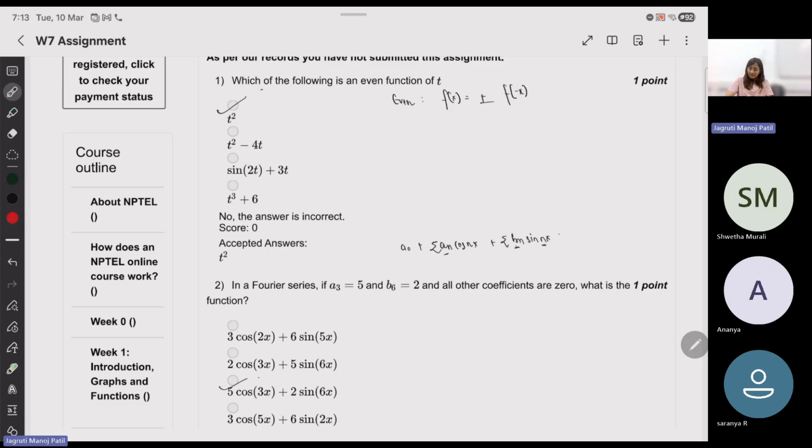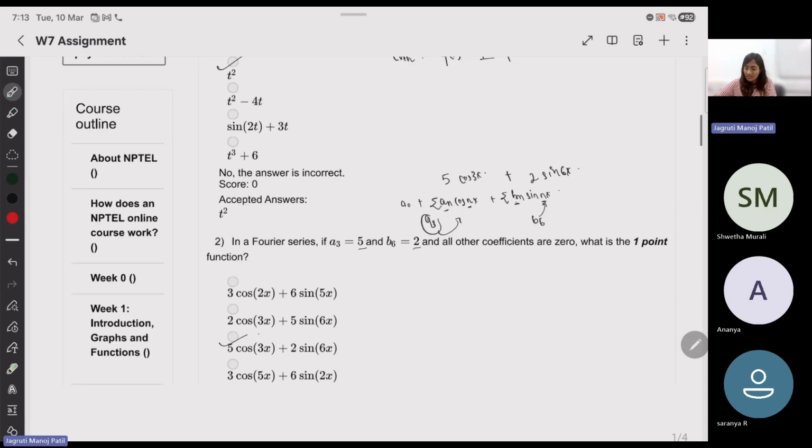Since it's like A3, the function associated with this would be cos 3x, and this is like B6, so it would be sine 6x. This is 2 here, and this is 5 here, right? So this is 5 cos 3x plus 2 sine 6x.